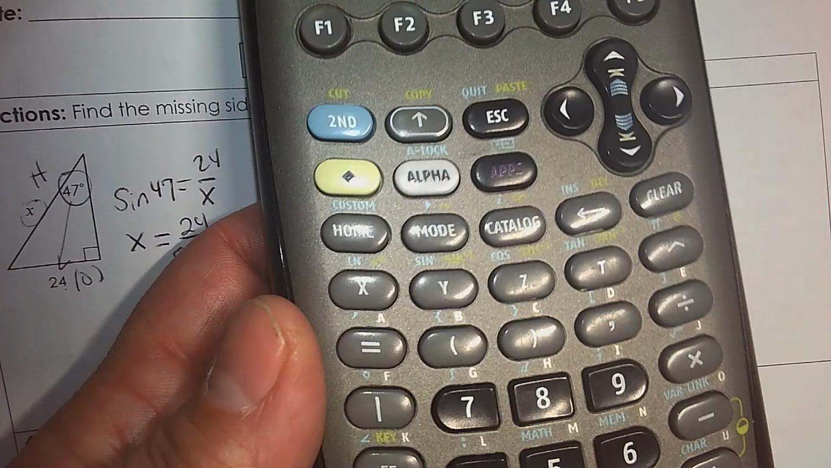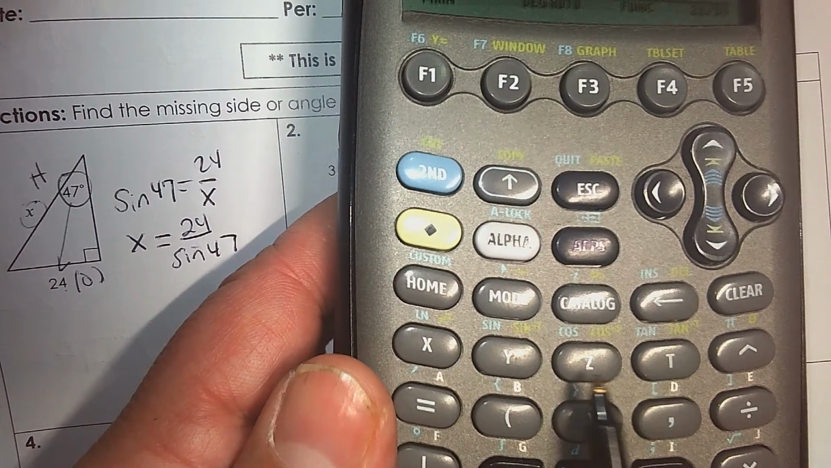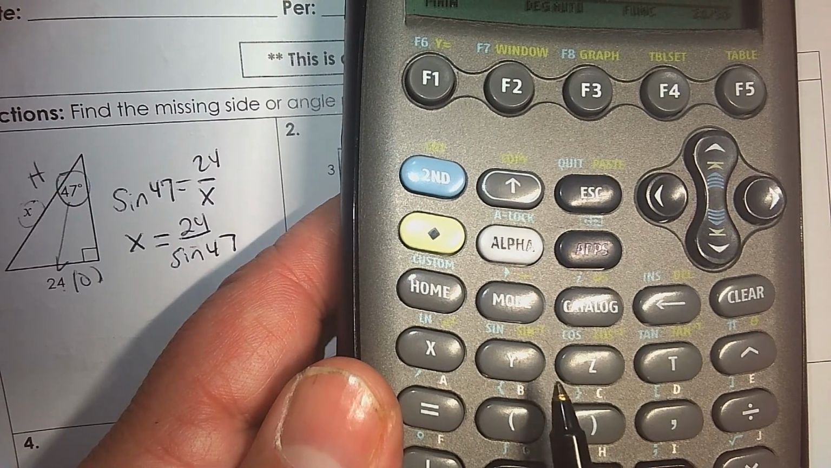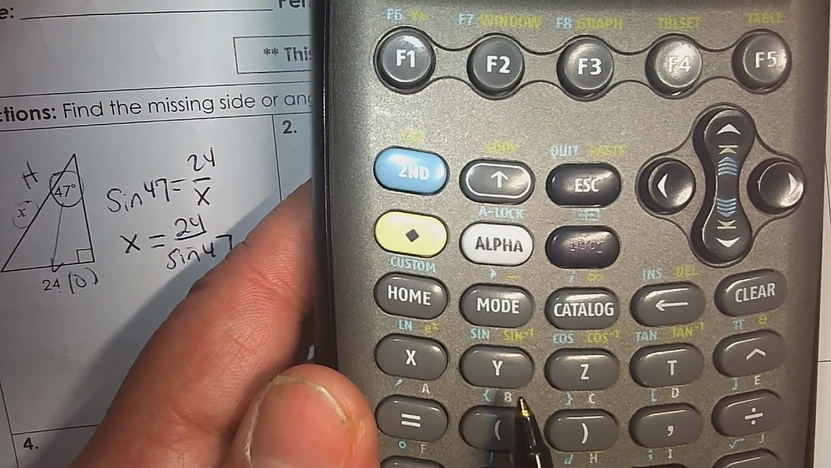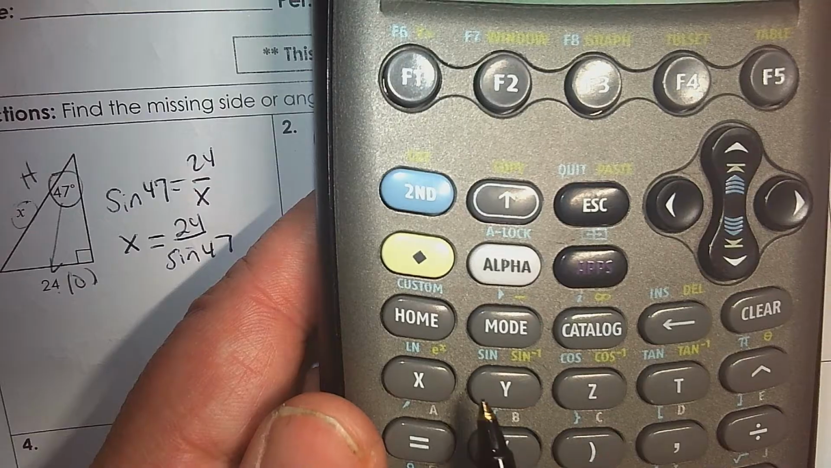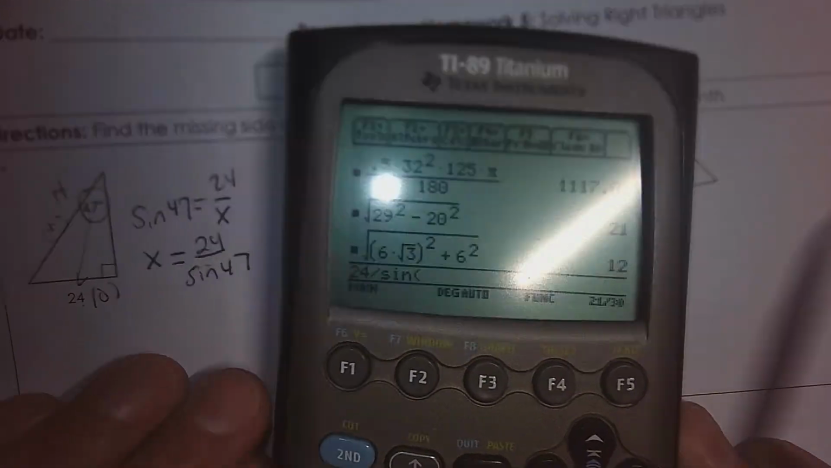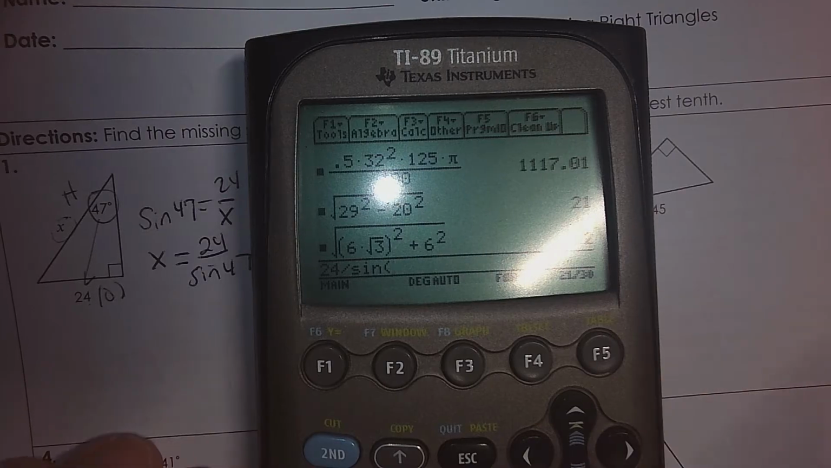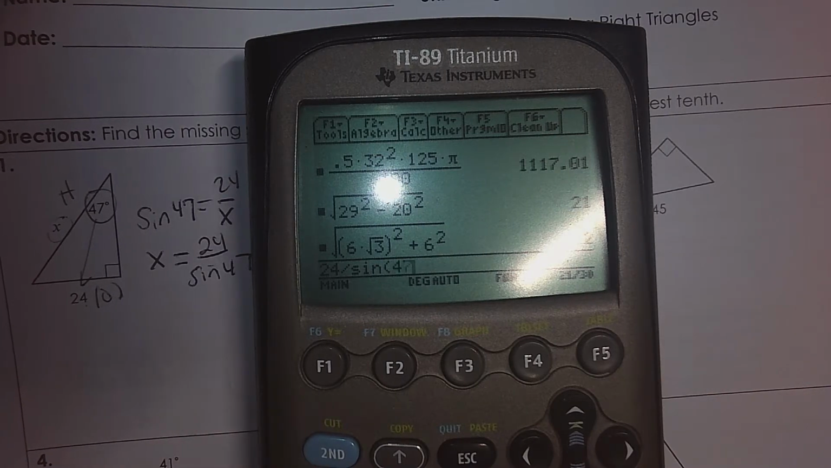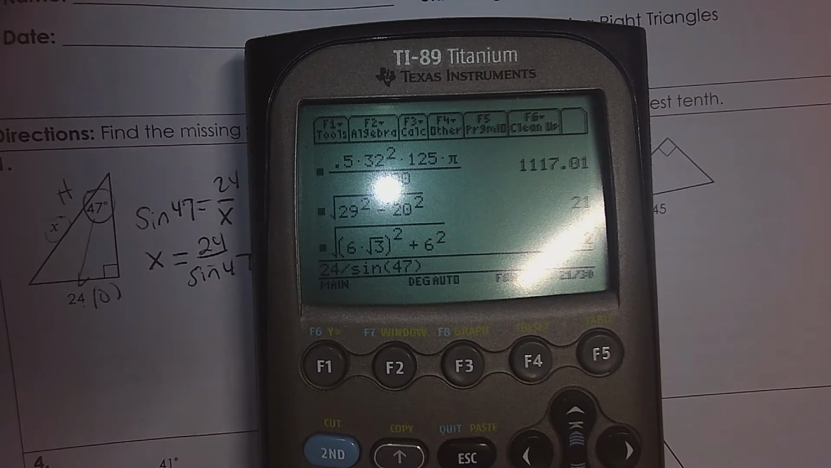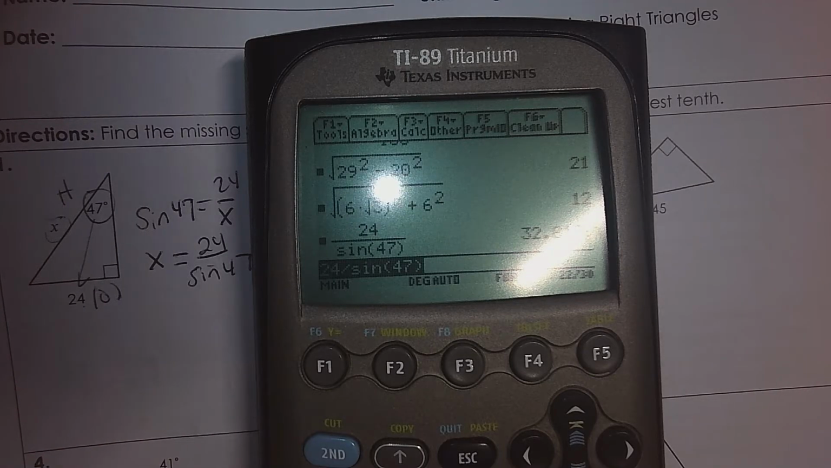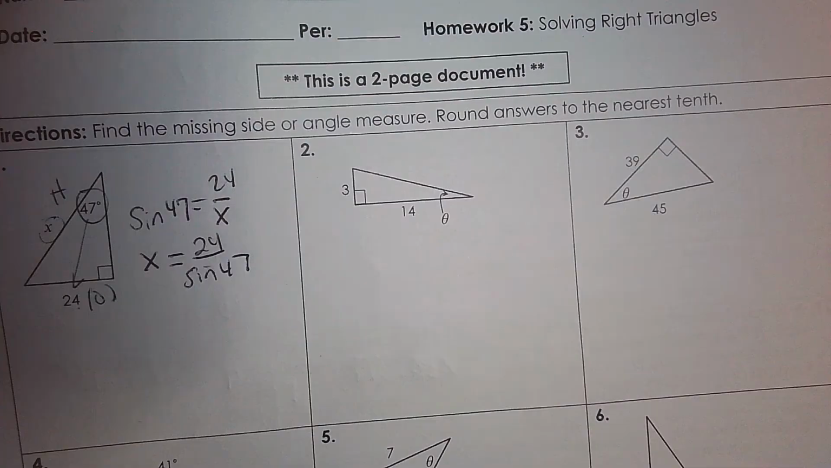Recognize where the trig functions are on this calculator, and they're in blue. So they're above y, z, and t. So I'm going to press second function y to get sine, and then I'm going to put in 24 and make sure 47, and then close the parentheses. For these questions, we're going to go diamond enter to approximate it. So the approximate answer is 32.8.